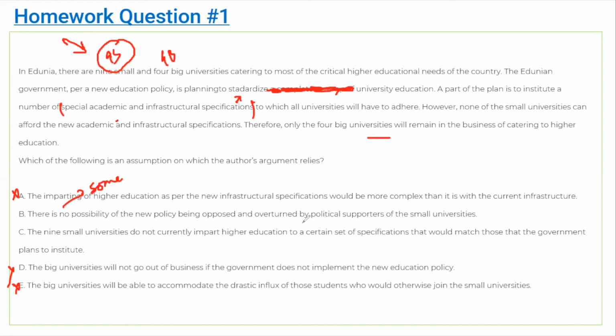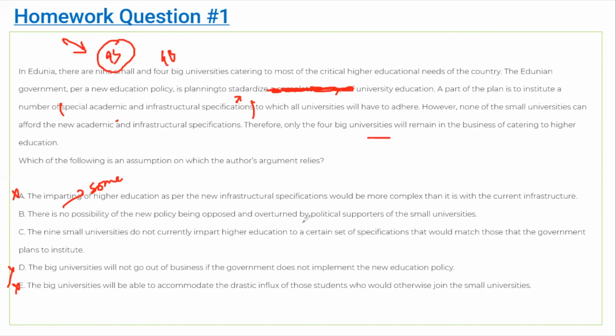Now, what do we know? If a condition is a necessary condition, upon negation, the conclusion has to break. Let's see if that happens. There is some possibility of the new policy being overturned. Now, some could mean anything. It could mean 10% possibility, 5% possibility, or 90% possibility, 100% possibility, anything. Now, with some possibility, I basically do not know whether the overturning will actually happen or not. The impact is at best ambiguous.